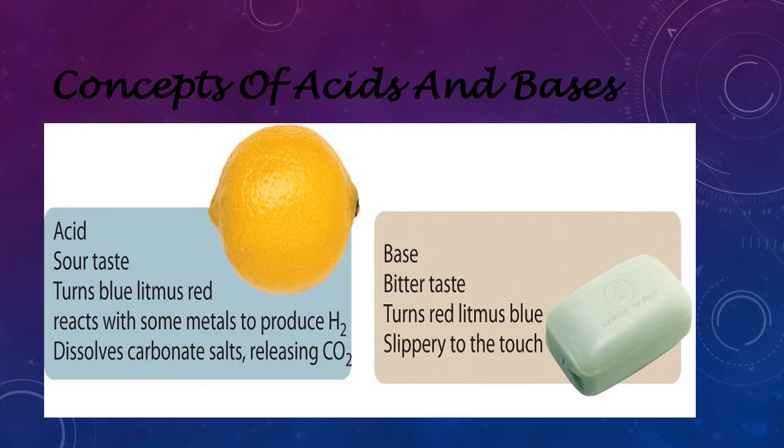Similarly, the acids react with some metals to produce hydrogen gas. Let's suppose you are having HCl. You react it with sodium. Sodium is a metal. It will react with HCl. It will produce salt and a hydrogen gas, and dissolves carbonate salts. Carbonate salts are those that are having CO3 group. So acids will dissolve them and release CO2 in air, whereas bases are slippery to touch.